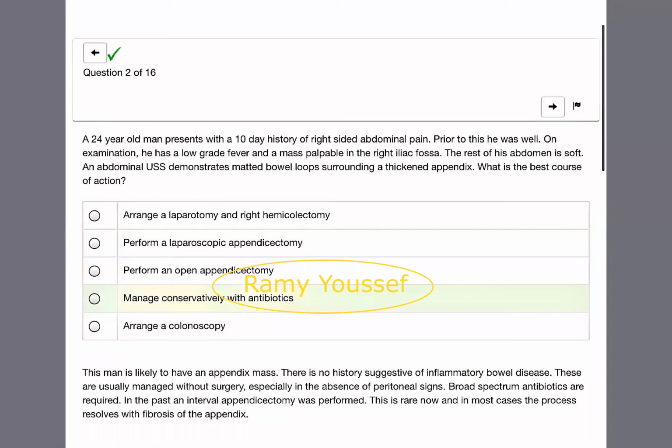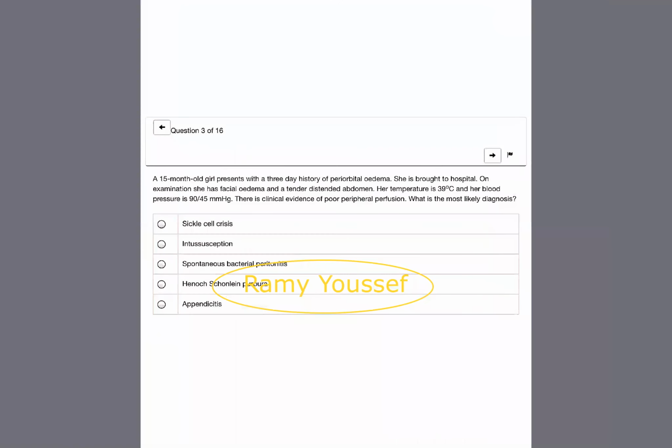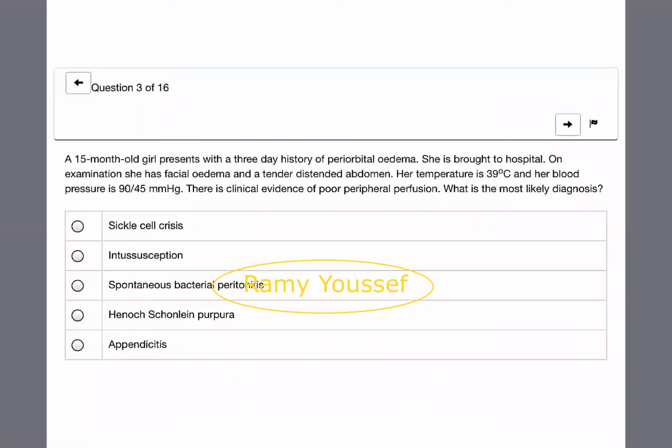We don't do an operation for a complicated appendix with mass or a complicated gallbladder with mass. We just go for conservative treatment, and we do what is called elective appendectomy after 3 to 6 months. Okay. Sometimes it resolves by itself, and we don't need to do appendectomy. We call it interval appendectomy. Okay. Next question, Dr. Zaina.